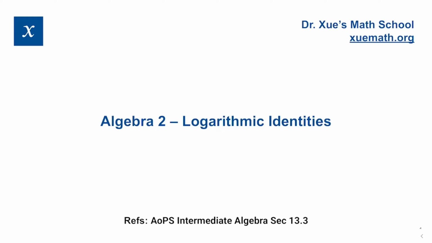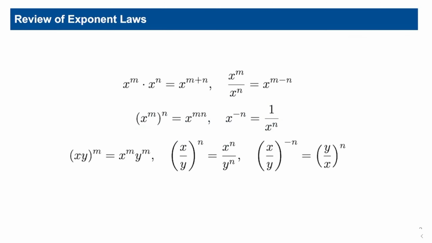This video is about logarithmic identities. Let's first review exponent laws. We know that x to the power m times x to the power n equals x to the power m plus n. x to the m divided by x to the n is x to the m minus n.